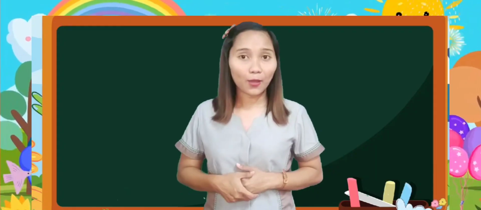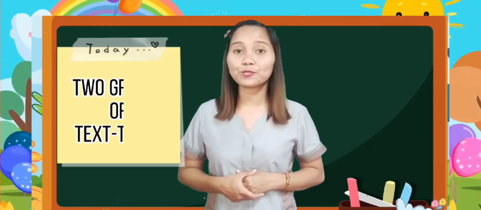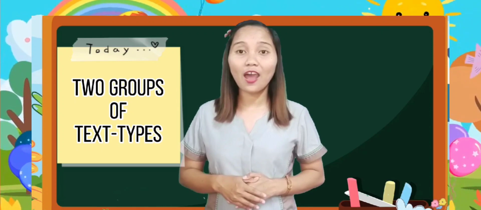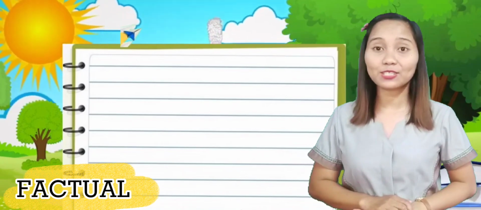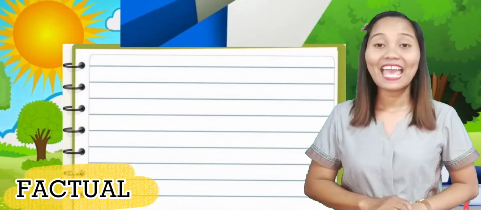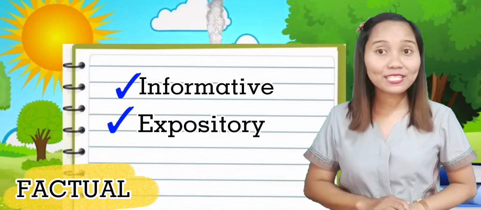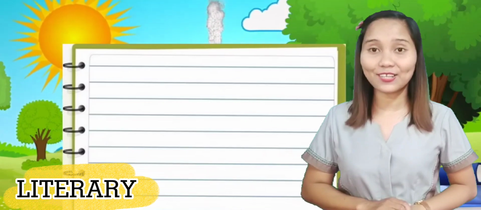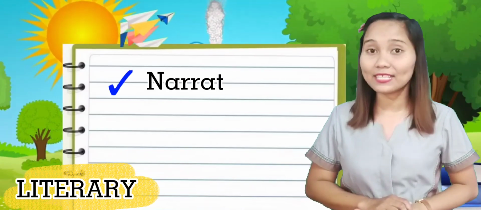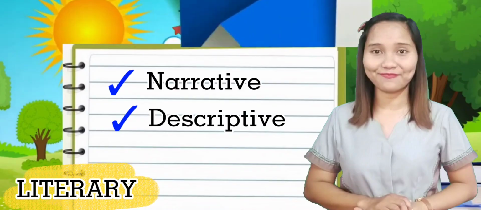In this episode, what have you learned? Wow! Very good, kid! Our lesson was about the 2 groups of text types, which are the factual and literary. The 3 text types under the factual text type are informative, expository, and persuasive. And under the literary text type are narrative and descriptive.